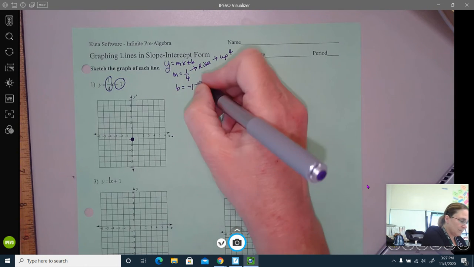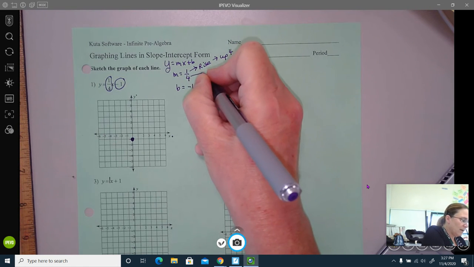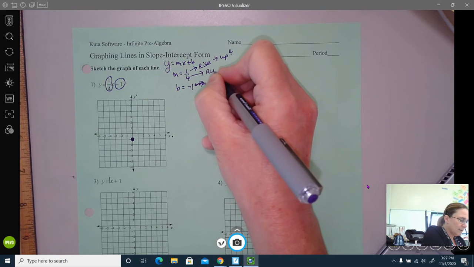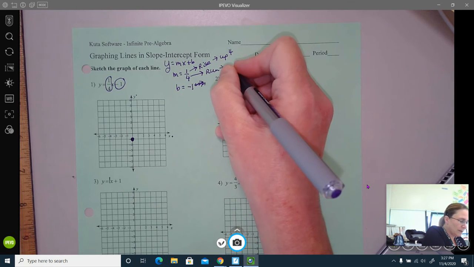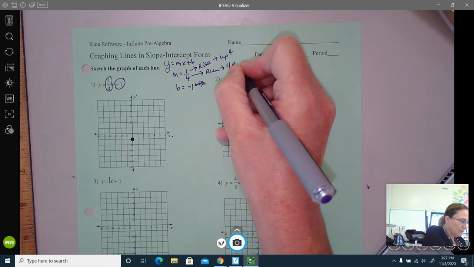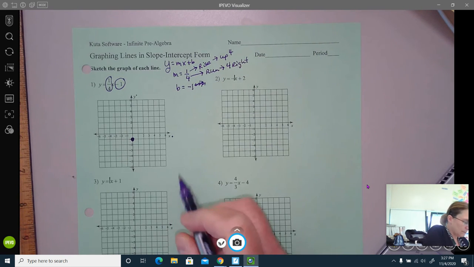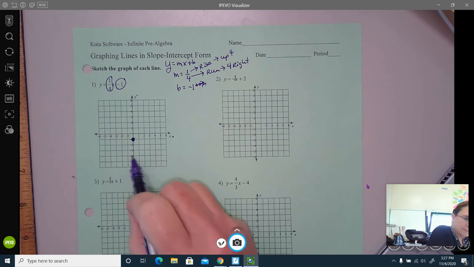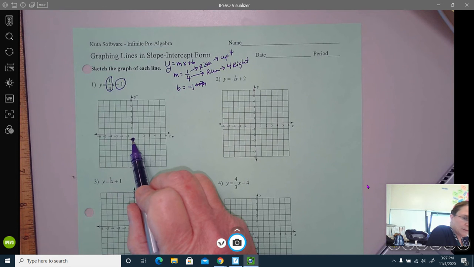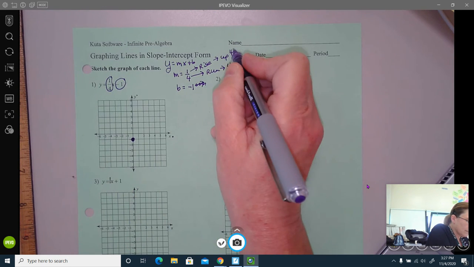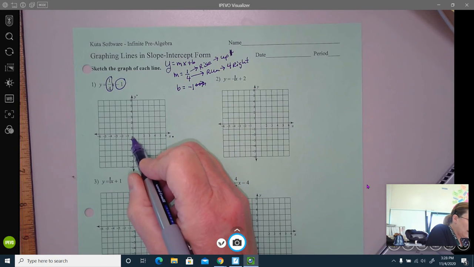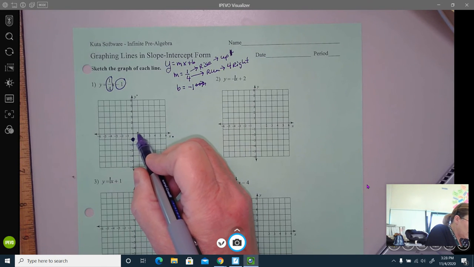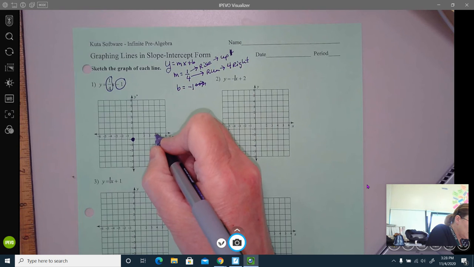My run is 4. So my run is always 4, well, to the right. So this is 4 right. Okay, so let's take a look at that. My first point was here at the y-intercept. All right, 1/4. Up 1, 4 to the right. 1, 2, 3, 4, make a dot. All right, then I'd be off the graph.